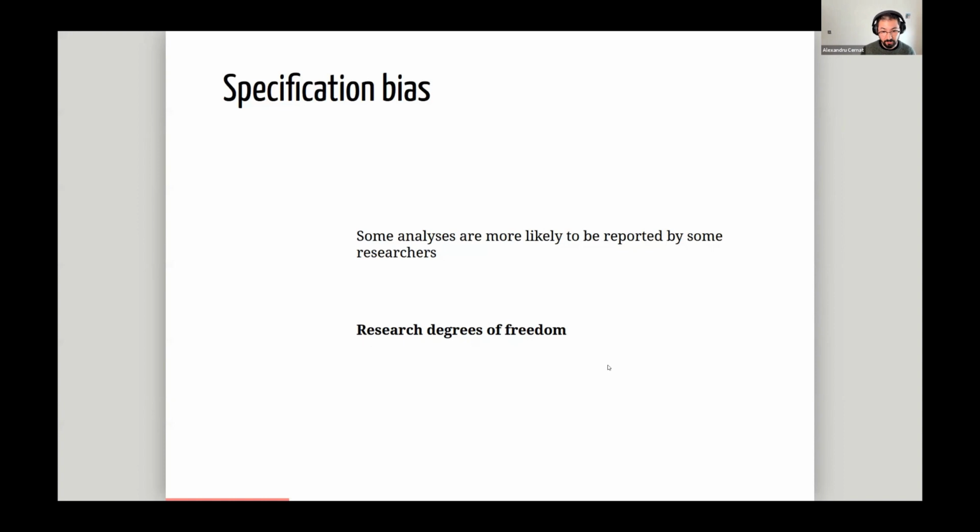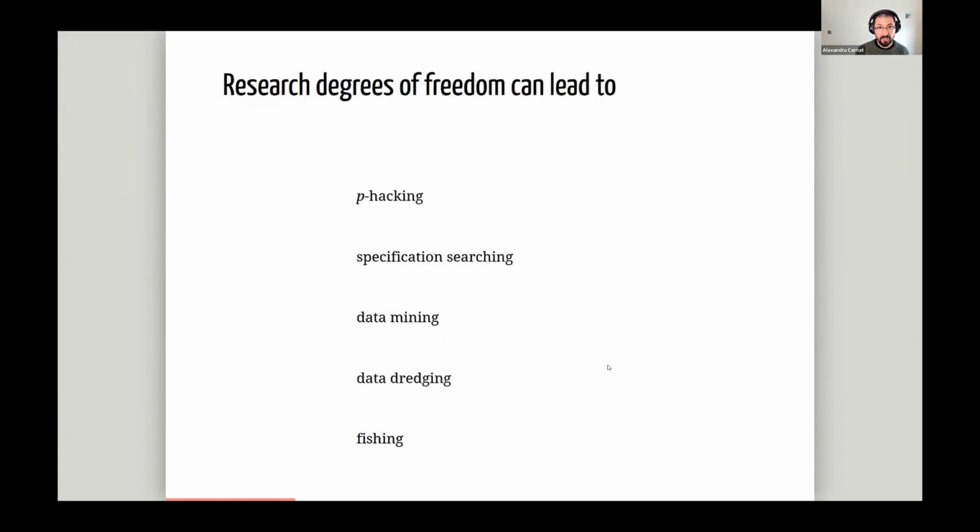So you just decide to use a particular method or to filter some cases out, and those decisions can impact the results. And in principle, you want your results not to depend on arbitrary decisions that researchers make. And this, because it's such an important issue, has lots of different names: p-hacking, specification search, fishing, data dredging, and so on. So there are lots of different names for this.